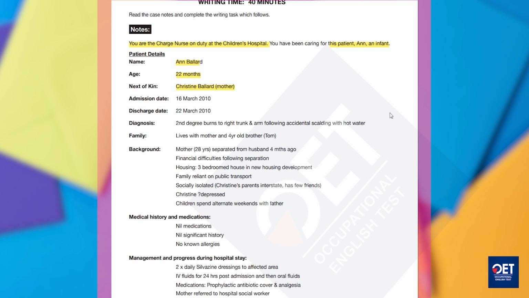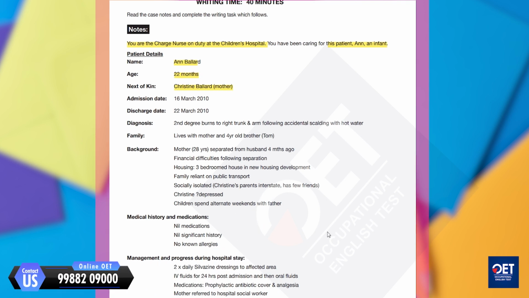And the background of the patient says the mother is 28 years old, separated from husband 4 months ago. Financial difficulties following separation. Housing: a 3-bedroomed house in a new housing development. Family reliant on public transport. Socially isolated. Kristen's parents are interstate and she has few friends. Kristen is depressed and the children spend alternate weekends with their father.